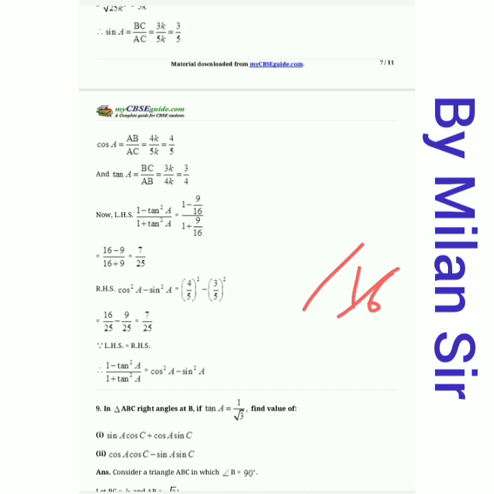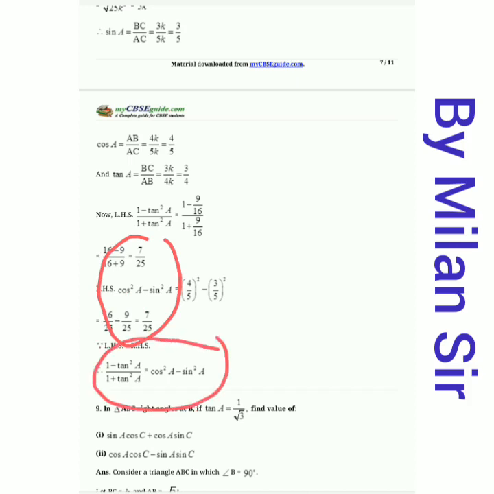Then right hand side, cos square A minus sine square A. Cos A is equal to 4 by 5, sine A is equal to 3 by 5. So 4 by 5 square, 16 by 25, 3 by 5 square, 9 by 25. Then denominator is same, so no need to take LCM, directly 16 minus 9, 7 upon 25. So our left hand side and right hand side are equal. So from that we can say that 1 minus tan square A upon 1 plus tan square A is equal to cos square A minus sine square A.